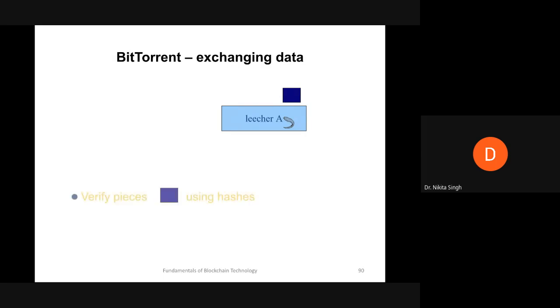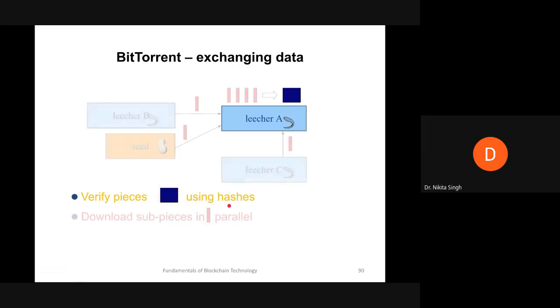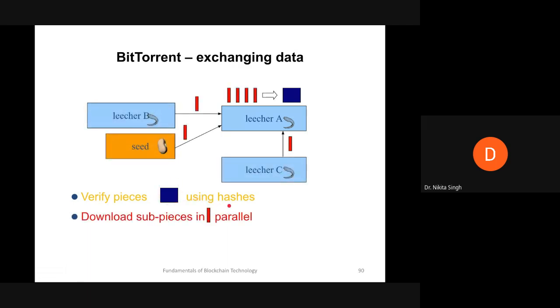So here we have a leecher A. This represents verified pieces, and this is using hashes. What we are seeing here is that we have some leechers on the network and some seeders. Typically in a new swarm, there is only one seeder, to ensure that the complete file is available to all leechers on the network. So here we have leecher A, who is downloading the file. It gets one piece from B, some piece from the seed, and some piece from another leecher C.